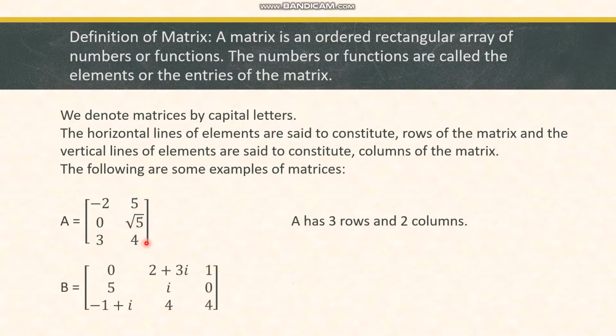Let's see another example. So this is a different matrix, matrix B. It has 3 rows: first row, second row, third row, and first column, second column, and third column. So B has 3 rows and 3 columns.